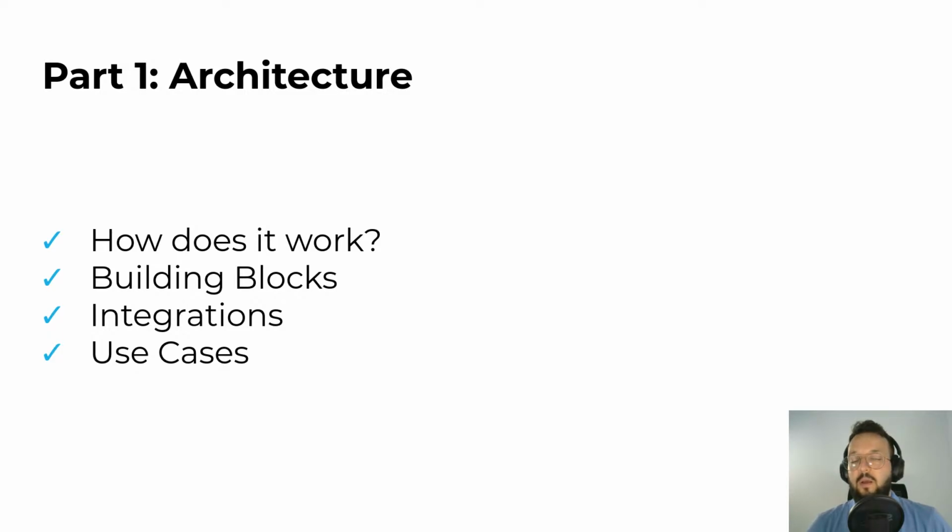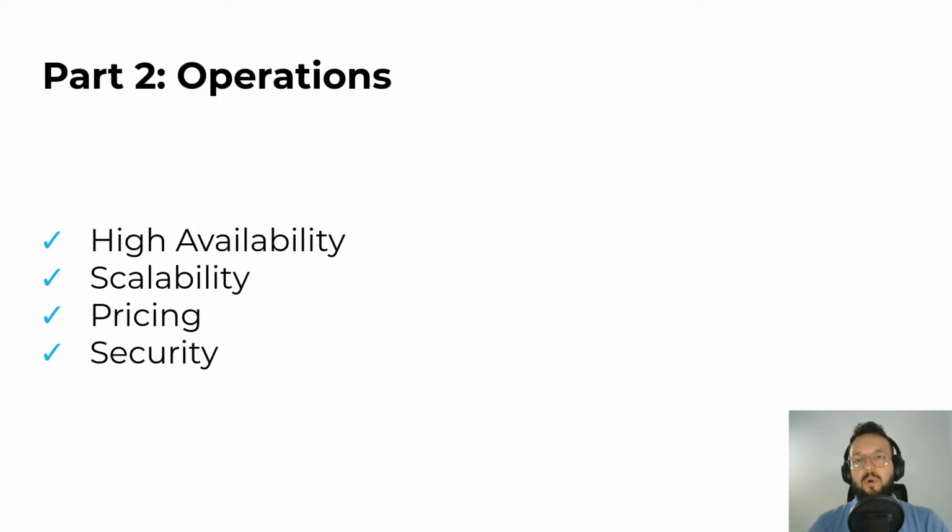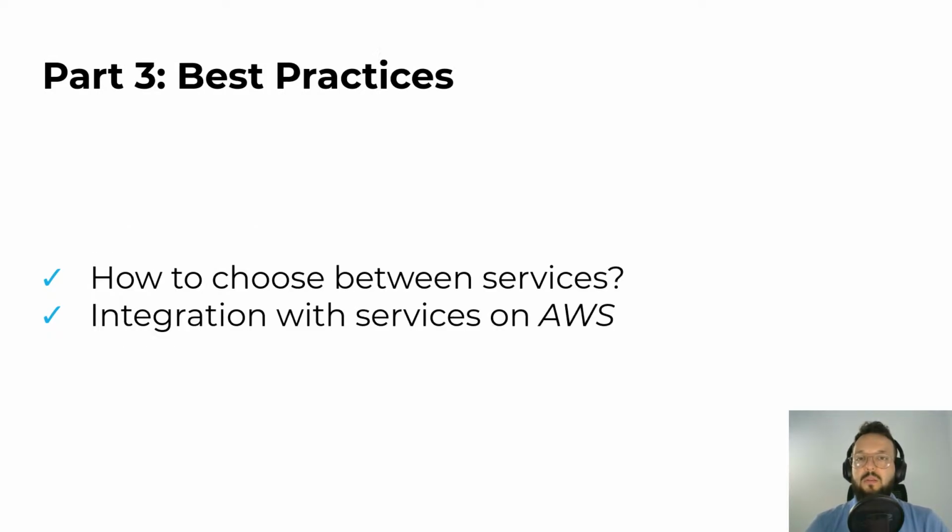So let's go then. As usual, the presentation has 3 parts. Part 1 is architecture, where we cover the big high-level overview, building blocks, integrations, and use cases. Part 2 is about operations, where we talk about high availability, scalability, pricing, and security. And last but not least, part 3, where we talk about best practices, how to choose between existing services, and how the integrations with the services available on AWS look like with Kafka.